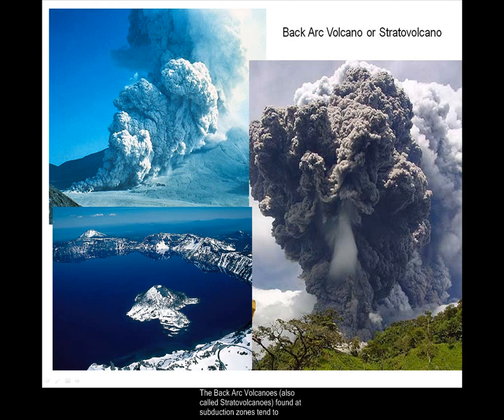Back arc volcanoes, also called stratovolcanoes, found at subduction zones tend to erupt with violent explosions of rock fragments, ash, dust, and gas. Fortunately, this type of volcano does not erupt all that often, but their eventual explosion can cause massive property damage and loss of life. The eruptions are so violent they can blow the entire top off a mountain, leaving a massive crater in its place, as is the case with Crater Lake in Oregon, pictured on the bottom left.